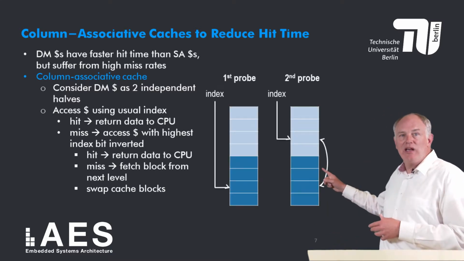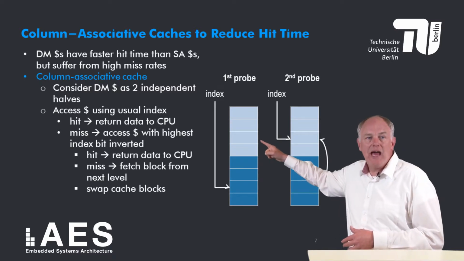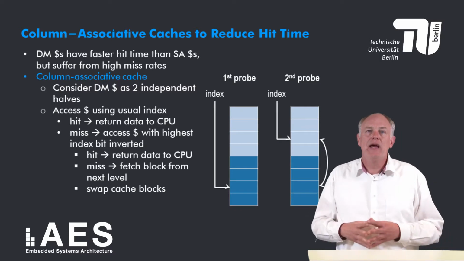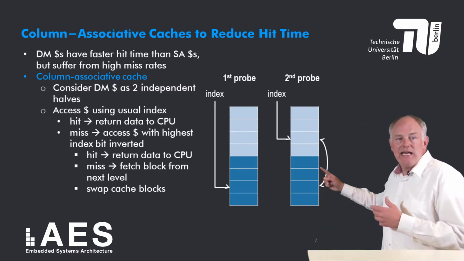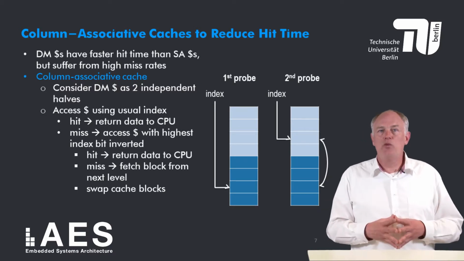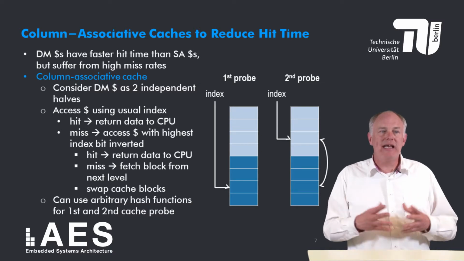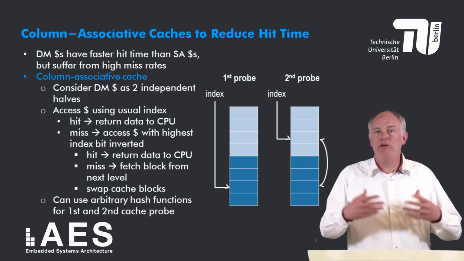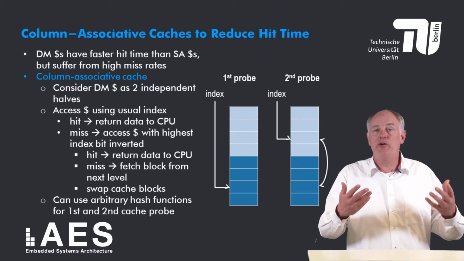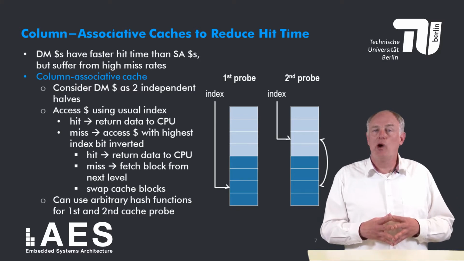This figure illustrates what happened. In the first access, or the first probe, the cache is accessed using the normal index. When there is a miss, we access the other half of the cache and swap the two blocks. In this example, I assume that the highest index bit is inverted, but we can, in fact, use arbitrary hash functions for the first and second probe. For example, we can also invert the lowest index bit.